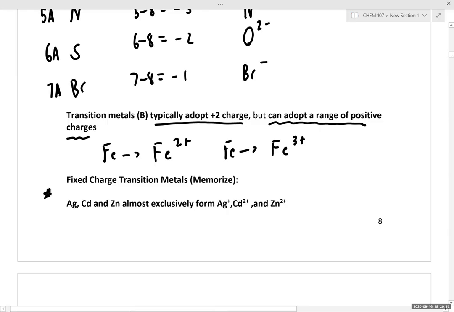However, there are some exceptions. These are known as fixed charge transition metals. You'll need to memorize these. Silver, cadmium, and zinc form Ag+, Cd2+, and Zn2+. These fixed charge transition metals are important to be familiar with as they really set the stage for the rules for writing out the names and formulas for certain ionic compounds and transition metal containing compounds. So, any questions so far?